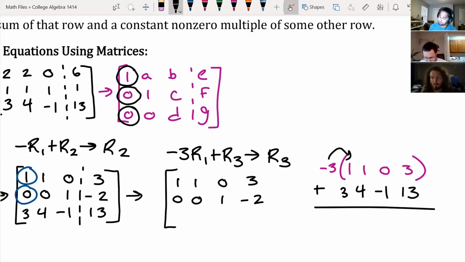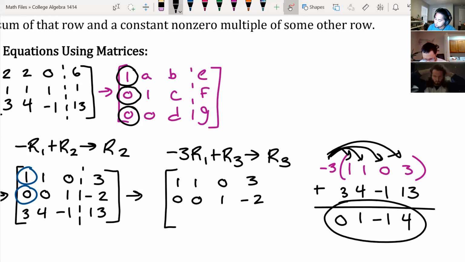Distribute that -3. -3 times 1 plus 3, 0. -3 times 1 plus 4, 1. 0 plus -1, -1. And -9 plus 13, that is 4. This is my new row 3. And that's where I'm going to put that. 0, 1, -1, 4.